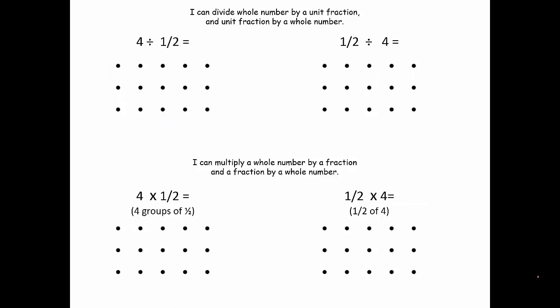Okay, so this is what I would call the grand finale. This is all the notes chunked into one spot. It says I can divide the whole number by a unit fraction or unit fraction by a whole number. Here we go. It says 4 divided by 1/2. Now this equation is kind of like the boss. You just do things in the order that it tells you. So first I see that it says to start with 4. So I would draw 4 wholes.